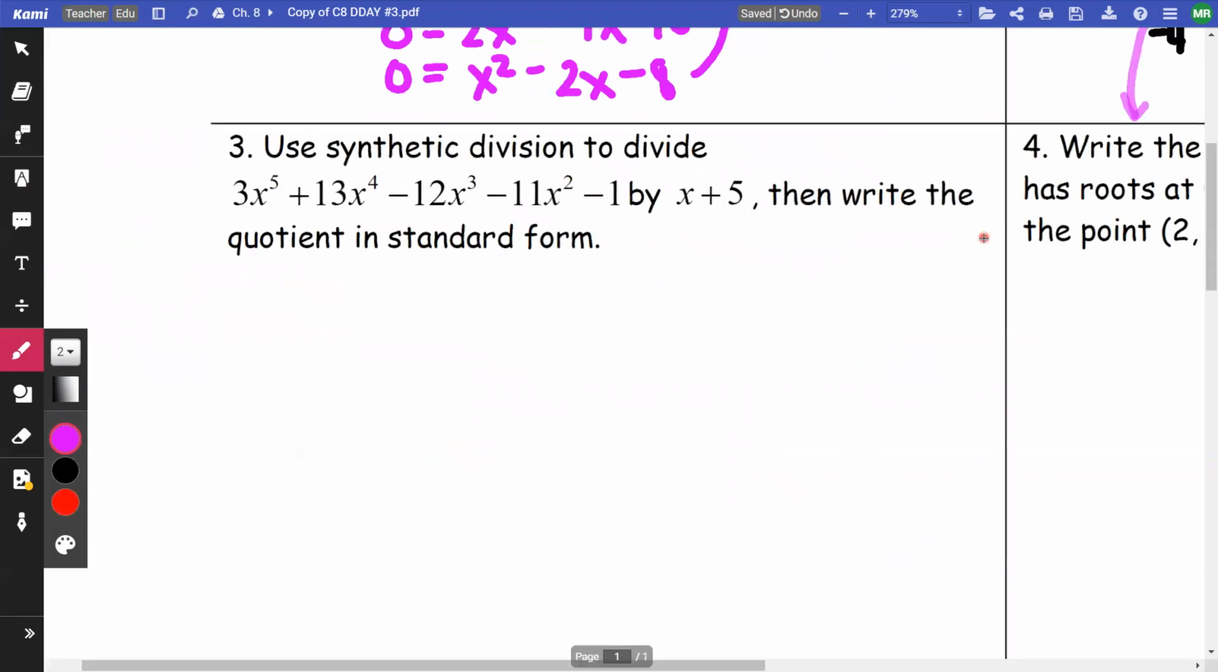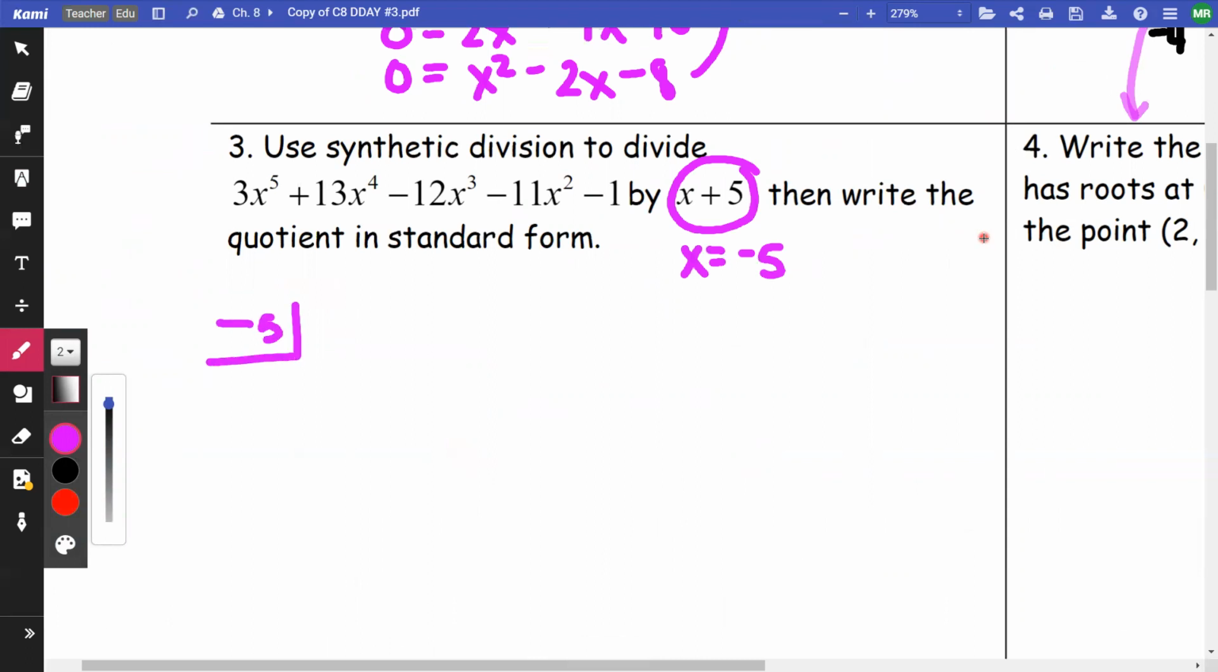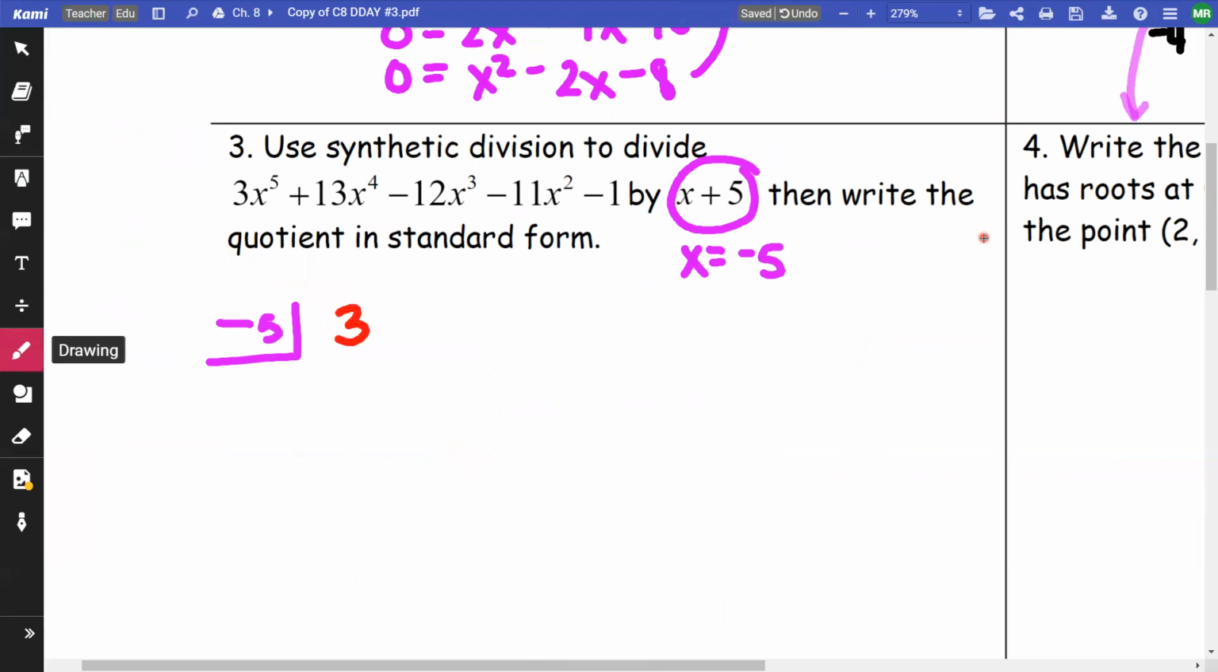On number 3, we're going to use synthetic division to divide. So when I'm doing that, I ask myself, what will make that 0? -5 will make that 0. So I'm going to put -5 here. I want to make sure it's in descending order and I'm not missing any terms. So I've got a 3, 13, -12, -11. I am missing my x term, so I'm going to put a 0, and then I have -1.